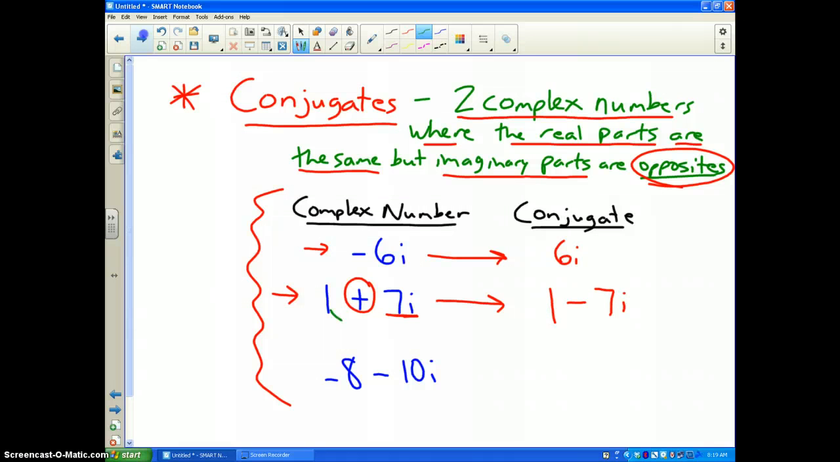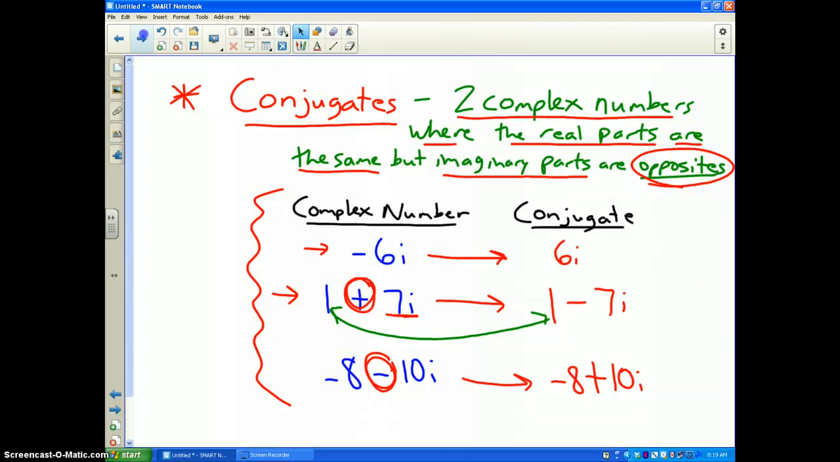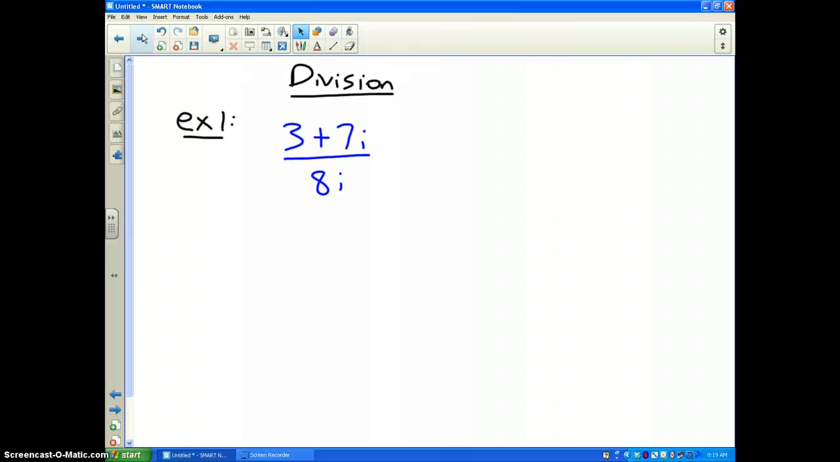If you notice, the real parts stay the same. They do not change. And the last one, again, all I'm going to do is change its sign. Negative 8 minus 10i, its conjugate would be negative 8 plus 10i. The only thing that changes for the conjugate is the sign in front of the imaginary part. Now, let's use that knowledge to do some division.